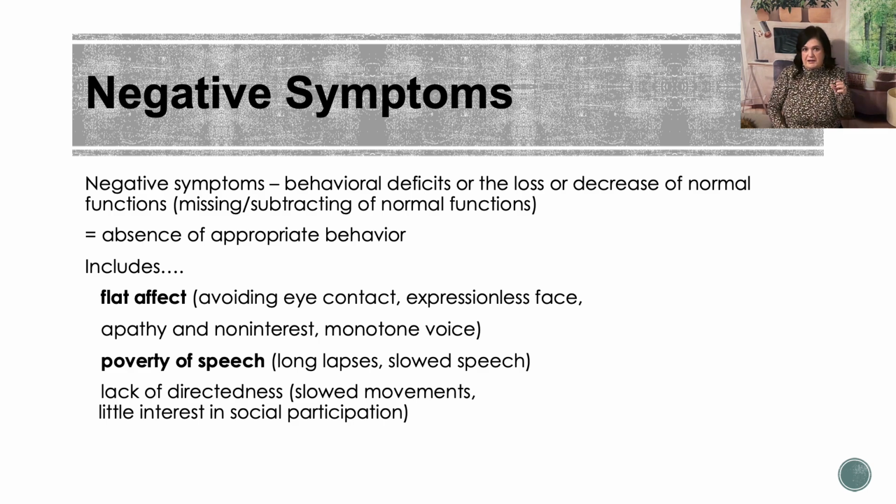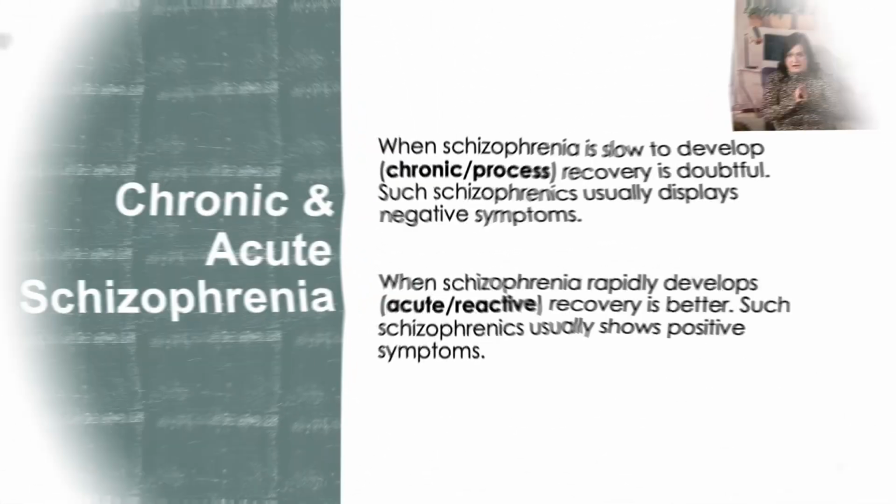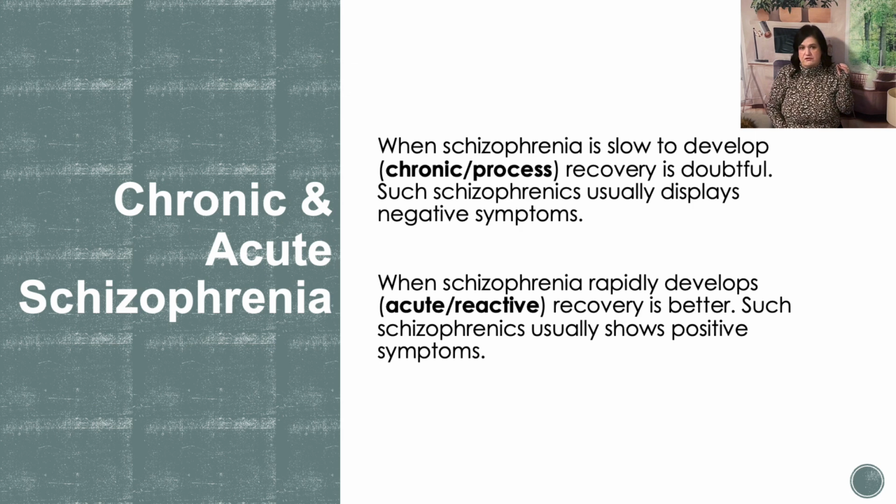There are both chronic and acute schizophrenics. Chronic schizophrenia is important for you to note. When schizophrenia is slow to develop, it's called chronic. It's called chronic process and recovery. It's actually doubtful here. Such schizophrenics usually display negative symptoms, and so that's kind of how you know that it's slow to develop, and it's a more negative symptom, these chronic processes. Whereas with acute reactive, it develops rapidly, and recovery is actually better. Okay, so such schizophrenics usually show positive symptoms.